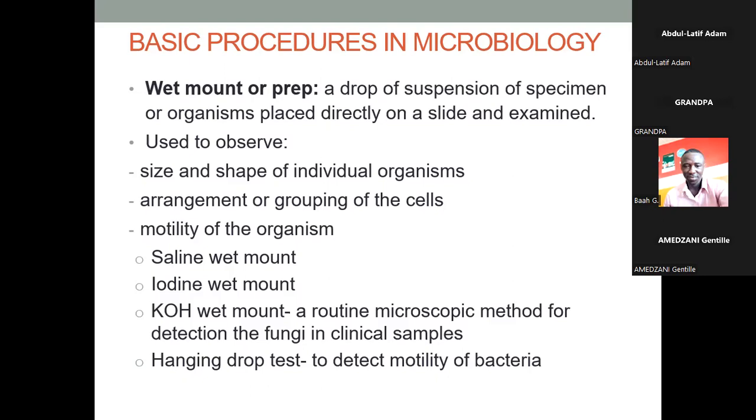Any question or any misunderstanding? If you cannot do the hanging drop method, just follow the procedure and know that the hanging drop test or hanging drop method is a test for motility of bacteria. So if they ask you which of the following organisms will show positive for the hanging drop test, all they want to know is whether you can differentiate between organisms that are motile and organisms that are not motile. That is all that I'm talking about. All right.